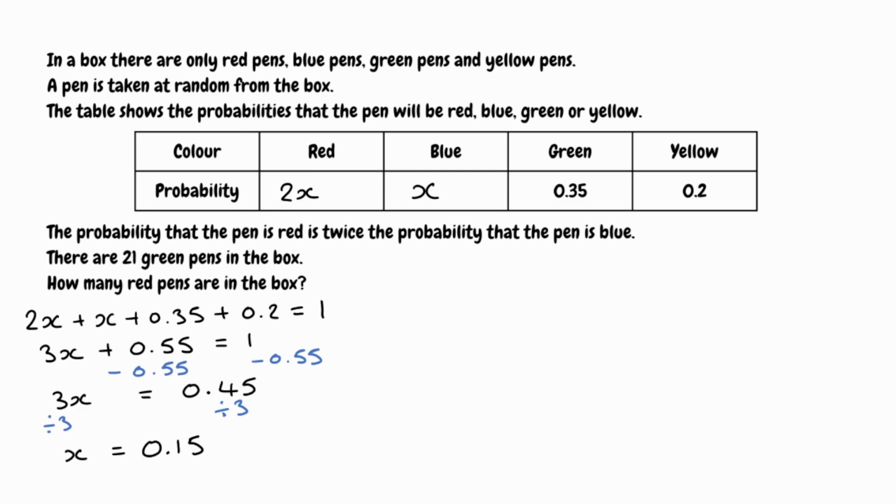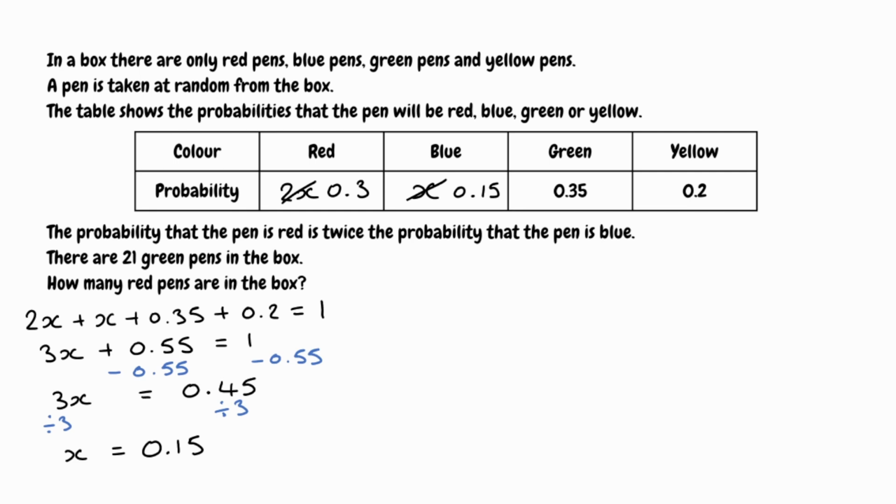So now we've solved for x, we can substitute this back into our probability table. So the probability of blue was x, so we know that is just 0.15. And then the probability for red was 2x, so we do 2 times x, which means we're going to do 2 times 0.15, which is 0.3. So that would be our probability for red. So again, our table all adds up to 1, and the probability for red is twice the probability for blue.